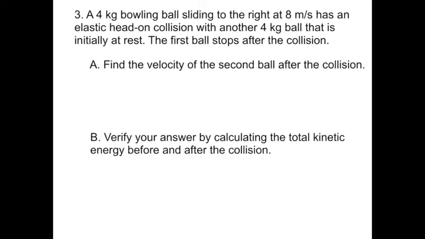Number 3. A 4 kilogram bowling ball sliding to the right at 8 meters per second has an elastic head-on collision with another 4 kilogram ball that is initially at rest. The first ball stops after the collision. Find the velocity of the second ball after the collision. So we know that the mass of the first ball times its velocity plus the mass of the second ball times its initial velocity will equal mass of the first times the final velocity of the first plus mass of the second times the final velocity of the second.